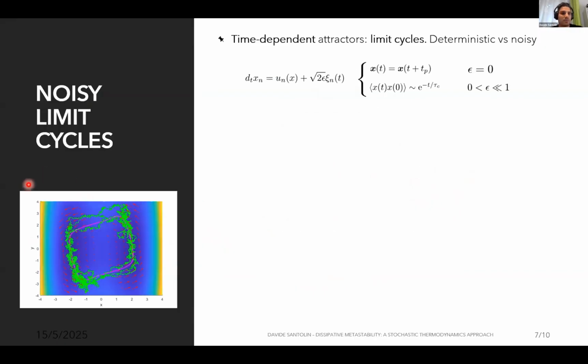Okay, so much for time-independent attractors. Then we wanted to study time-dependent attractors, more complicated and more purely non-equilibrium, let's say, metastable states, which are limit cycles. We know that in a deterministic framework, limit cycles are stable periodic orbits. But when we add some weak noise, we have quasi-periodic stochastic paths that show correlation in the long-time limit, governed by this characteristic time, tau c, that is called the correlation time.